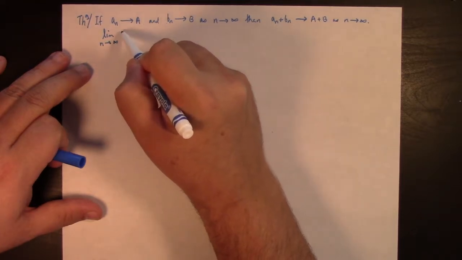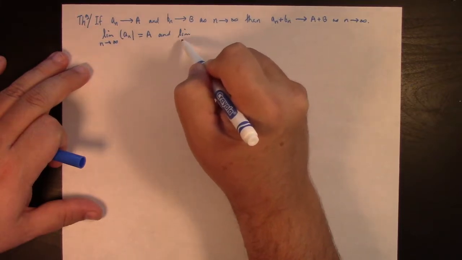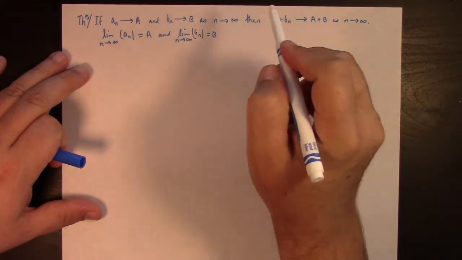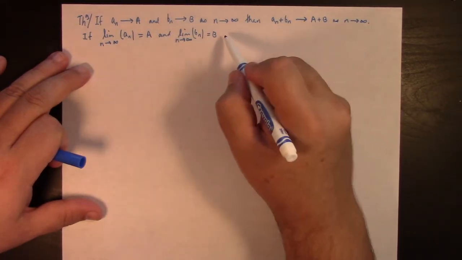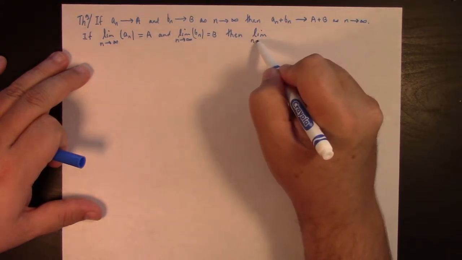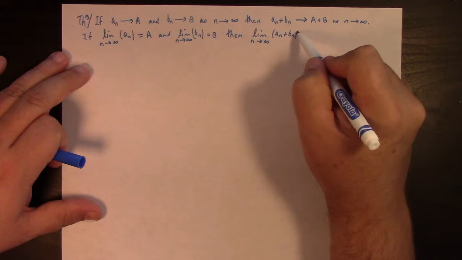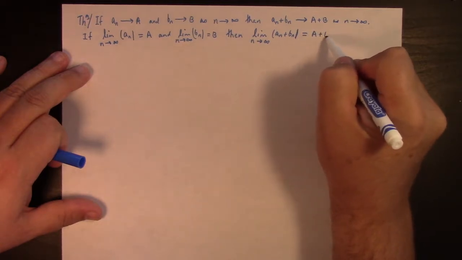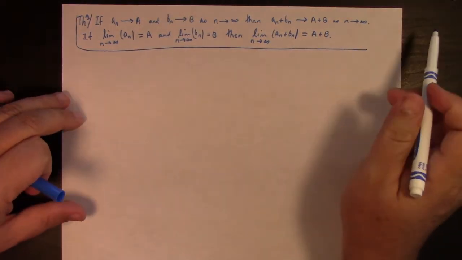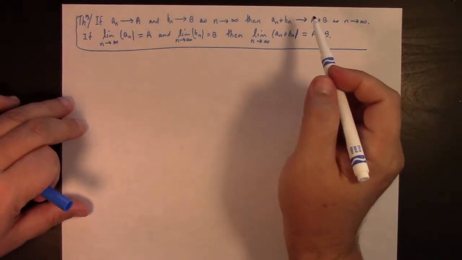The limit as n goes to infinity of a sub n equals A, and the limit as n goes to infinity of b sub n equals B. If these two conditions are met, then the limit, and to be fussy, I really should say for big A and big B real numbers, right? And all of the sequences I've been talking about in this video have been real sequences, okay? Alright, so that's a theorem. It basically says that the sum of convergent sequences is convergent and it converges to the sum. And here's the proof.